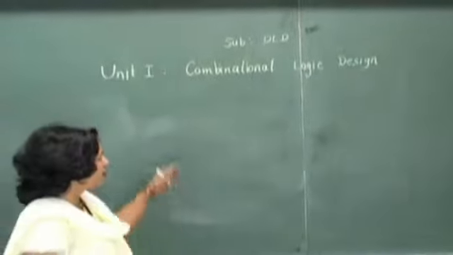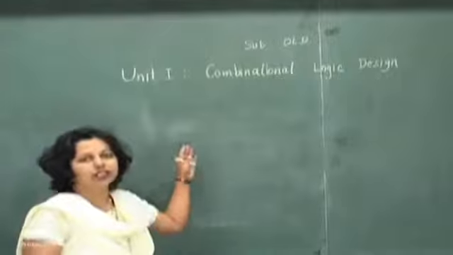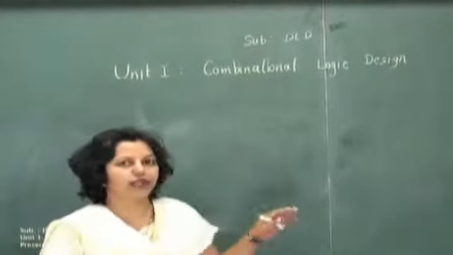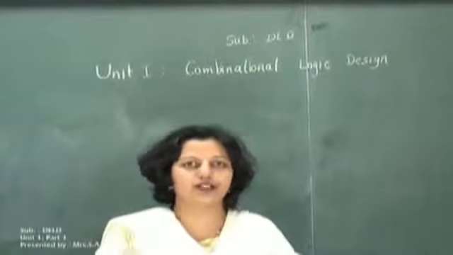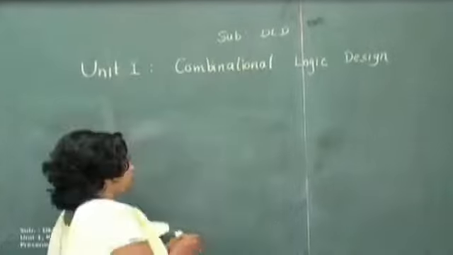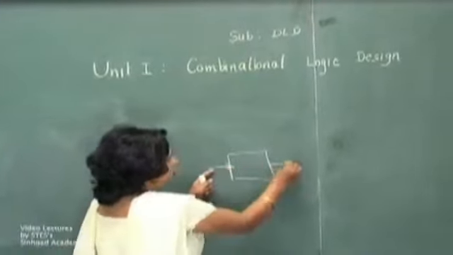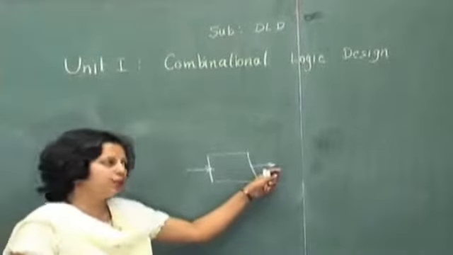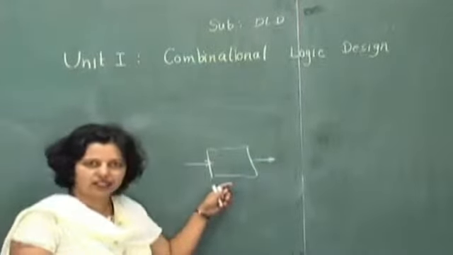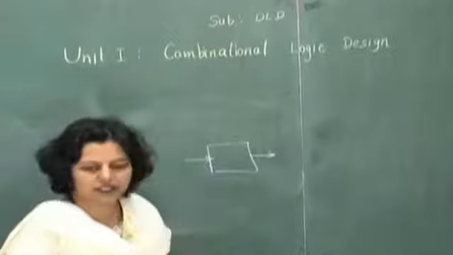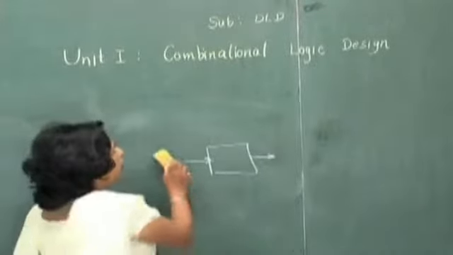Combinational logic design is a circuit whose output at any instant of time depends on the input applied to it at that instant of time. If you apply any input and it changes, the output will change instantly. This output will never depend on the previous or any other external input. So this is the definition of combinational logic design.